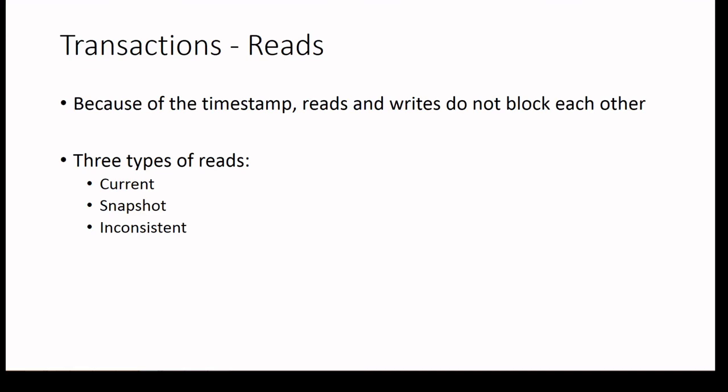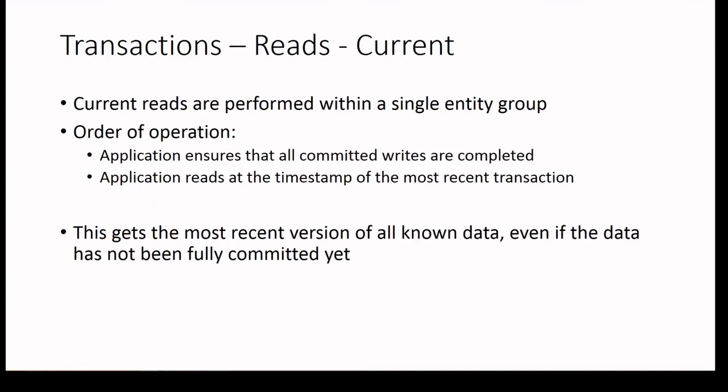We also have multiple types of reads that we can talk about. Megastore supports three types of reads: the current read, the snapshot read, and the inconsistent read. The current read is the most powerful, and the slowest sort of read. It's your default one. It's performed within a single entity group, and it works by this.